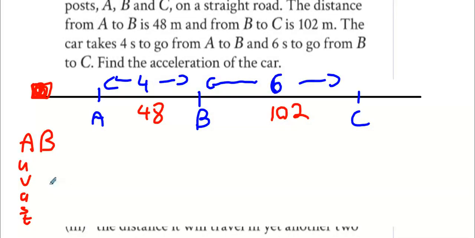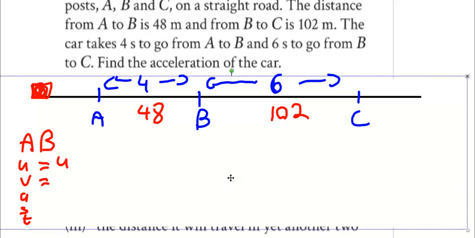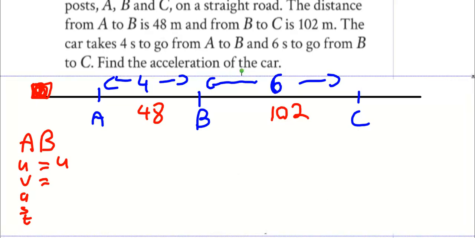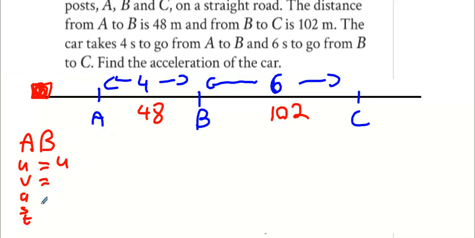Now, here we go. Let's start off. U, we don't know, so let's just call it U. Do we know what V is? No. And in interval questions, you rarely, if ever, use V. I never use V. Acceleration, do we know the acceleration? That's the goal of the question, isn't it? Find the acceleration of the car. And do we know what S is, the distance covered? From A to B is 48. And finally, T. T is 4.